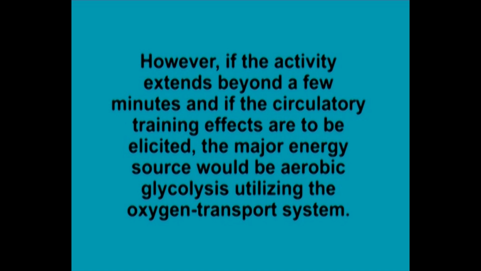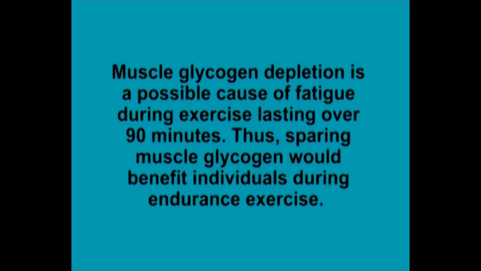However, if the activity extends beyond a few minutes and if the circulatory training effects are to be elicited, the major energy source would be aerobic glycolysis, utilizing the oxygen transport system. Muscle glycogen depletion is a possible cause of fatigue during exercise lasting over 90 minutes. Thus, sparing muscle glycogen would benefit individuals during endurance exercise.